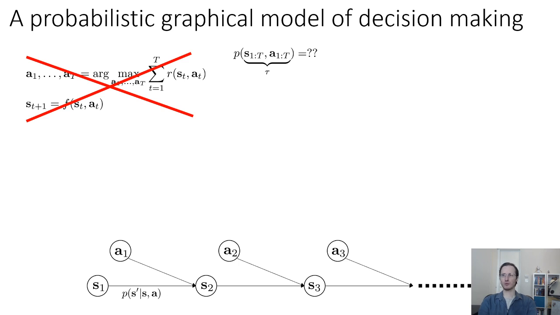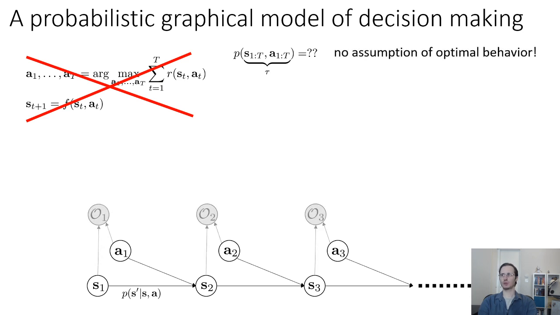Well, if all we have is the CPDs in the MDP, the transition probabilities and the initial state distribution, there's no assumption of optimal behavior. So we have to add something else to represent why you might choose to take a more optimal action over a less optimal action. We'll call these optimality variables, and I'll denote them as script O. These optimality variables are observed. You know that the monkey is trying to perform the task. If you didn't know that, then you would make a different inference about its behavior.